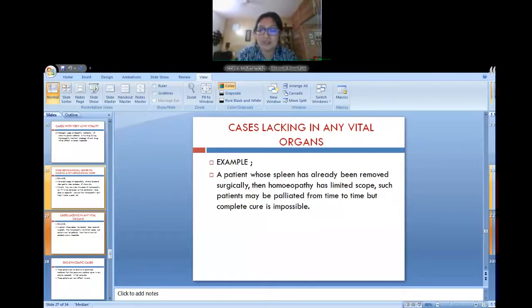Maybe you can't pinpoint how much of the improvement is due to homeopathy and how much to allopathy. The important thing is to bring about relief in the patient.